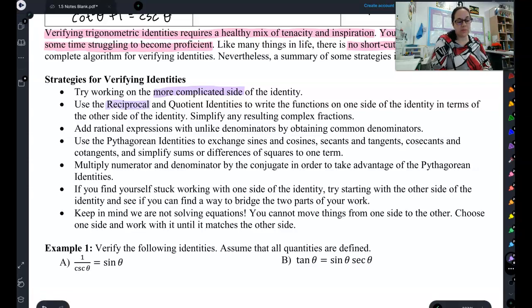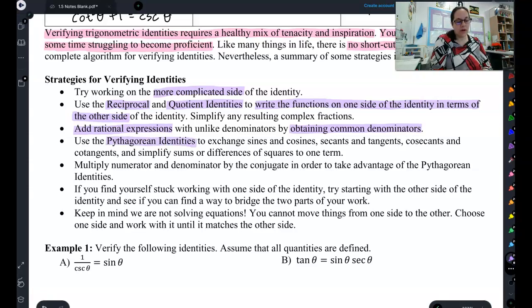Second, use the reciprocal and quotient identities to write the function on one side in terms of the other side. So if one side is in tangents and secants and the other side is in sines and cosines, change the tangents and secants into sines and cosines using the reciprocal and quotient identities. Next, add rational expressions by obtaining common denominators. We're going to do that a lot this lesson, finding those common denominators.